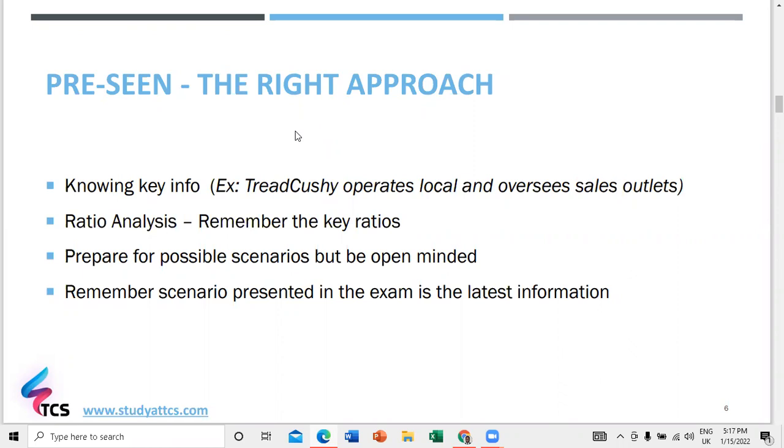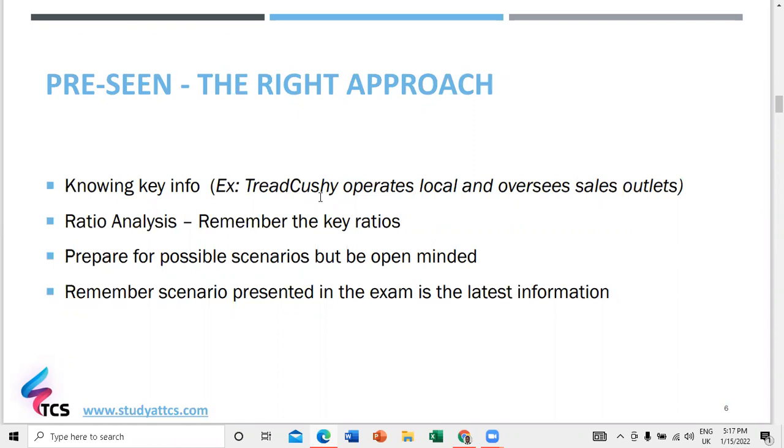Okay, most students, as I told you earlier, are clueless to figure this out. There's absolutely nothing to worry, because we at TCS have prepared something called the annotated pre-scene. If you go through the annotated pre-scene, you are in a position to figure out the main points you need to understand. By understanding the main points, you can easily score marks in your case study examination. So you need to know your key information. Example, TCS operates local and overseas sales outlets. This type of information you need to have in the back of your mind.